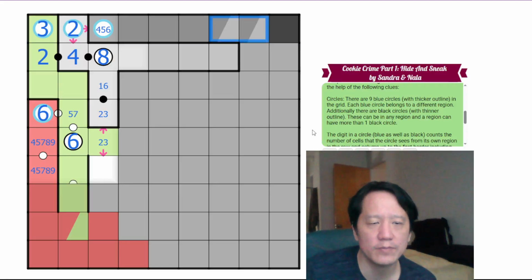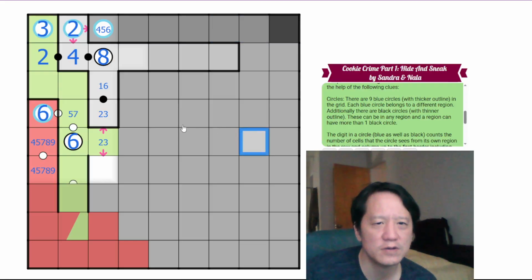Then medium. Ooh, we have a problem. This sees 6 cells, but this must be 6 and 3 because you can't have a 2 here. That's... Huh. That's problematic.